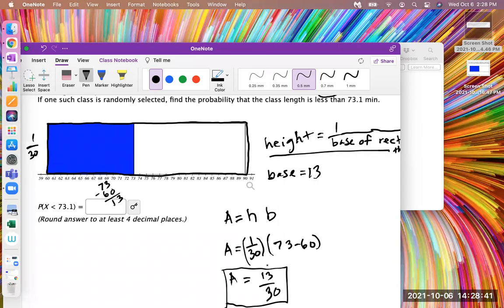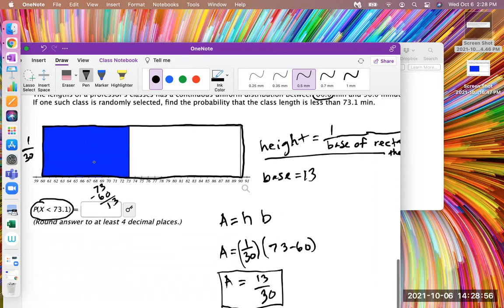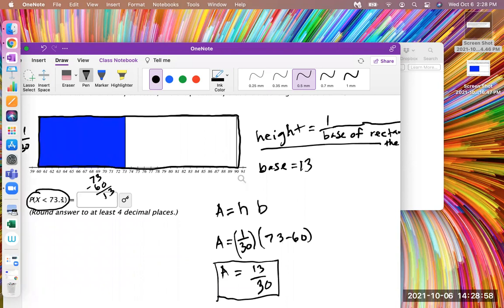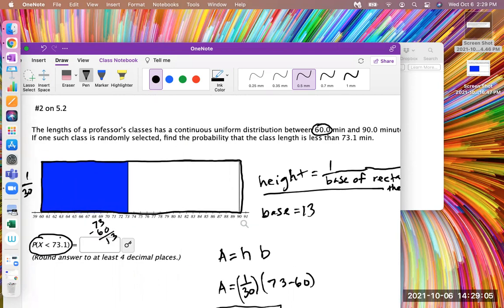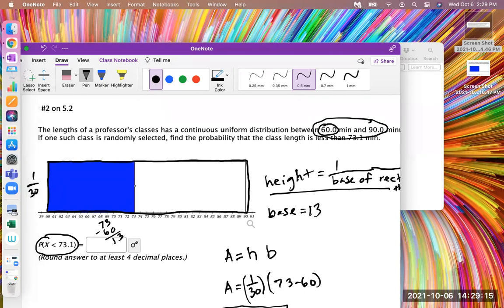So just remember that the probability that this event is going to happen is equal to the area under the uniform distribution curve over that interval. And remember that they mean 73.1, but they mean only the numbers less than 73.1 that are in this interval. Okay. And usually drawing the picture can really help you.